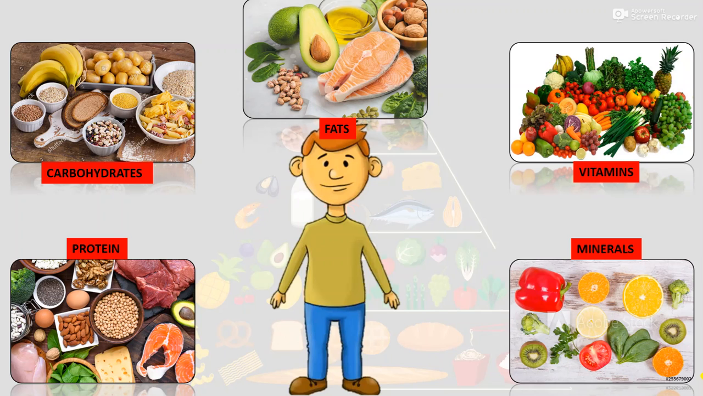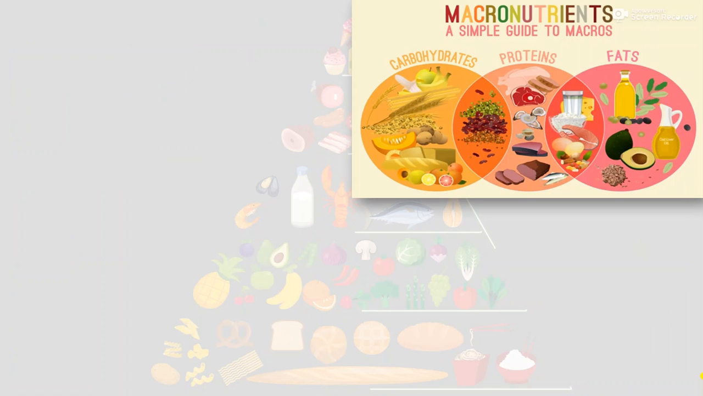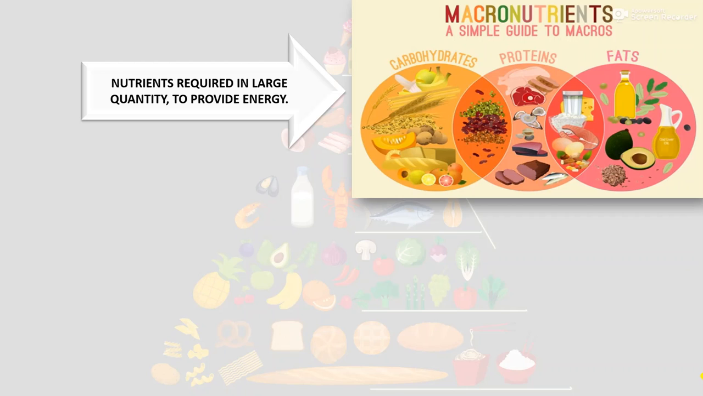Again, they are carbohydrates, proteins, fats, vitamins and minerals. To simplify things and to understand the role of each of these nutrients, we have categorized them into two groups. The first is macronutrients. The word macro means major. So from this word we can say macronutrients are those nutrients which are required in large quantities by our body, and they provide energy to our body.